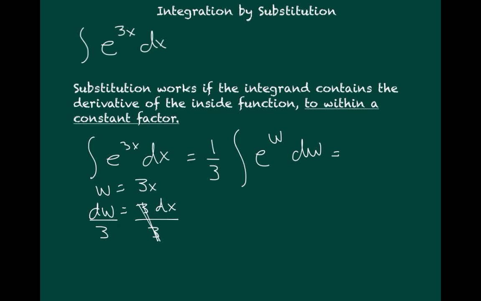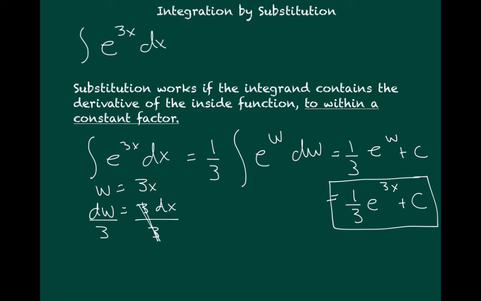So we know that that 1/3 just stays along as we integrate, and so integrating e to the w gives me e to the w plus c. Now I resubstitute, and I get 1/3 e to the 3x plus c, which of course is the antiderivative.